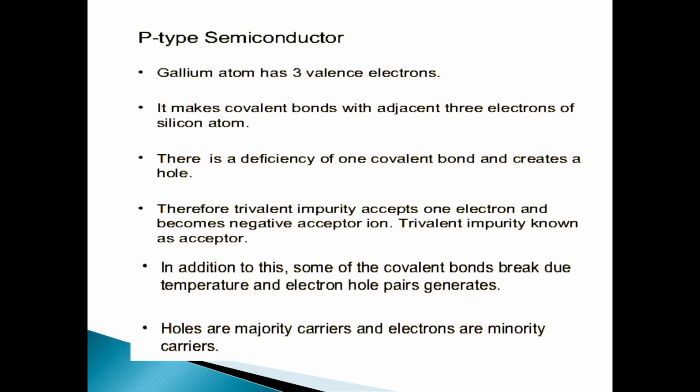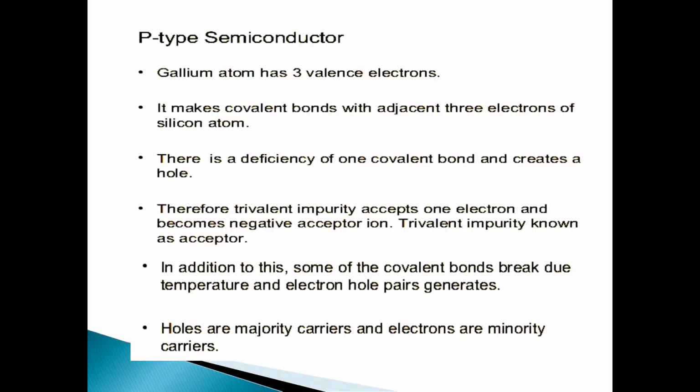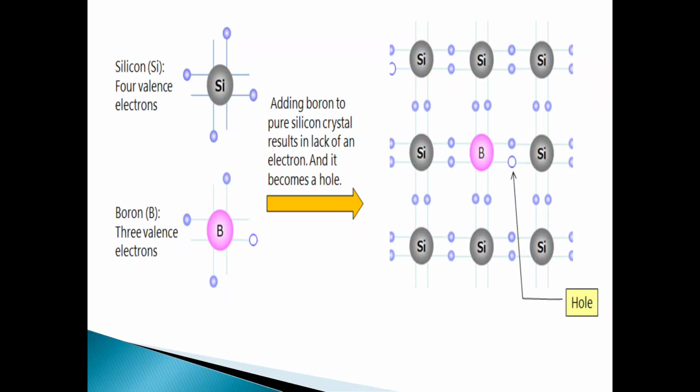Now for making P-type semiconductor, it is doped with a trivalent impurity, for example gallium. Gallium has 3 valence electrons which make covalent bonds with the adjacent semiconducting atoms, while the fourth bond, which is a vacancy of an electron, will create a free hole. Therefore a trivalent impurity has a tendency to accept an electron. In this, the majority carriers are the holes, while the minority carriers are the electrons.